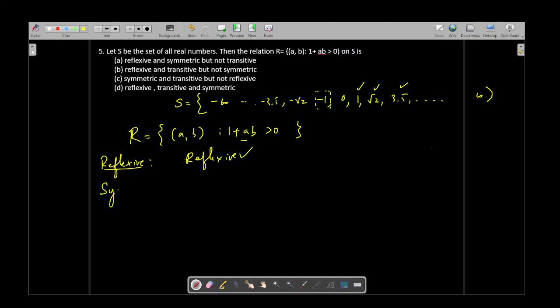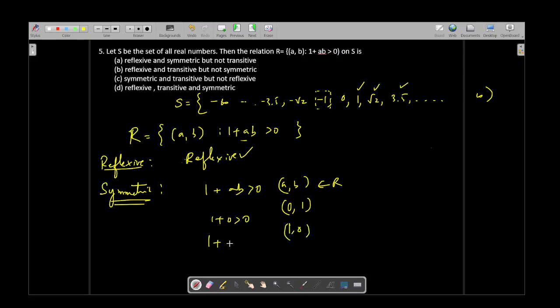Next, check for the symmetric property. We have 1 plus ab greater than 0 for (a, b) belonging to R. For every ordered pair which satisfies this condition, let's take (0, 1). This satisfies the condition because 1 plus 0 is greater than 0. Now if I interchange it to (1, 0), I get 1 plus 1 into 0. Interchanging the two elements in the product does not alter the product, so this is also greater than 0.